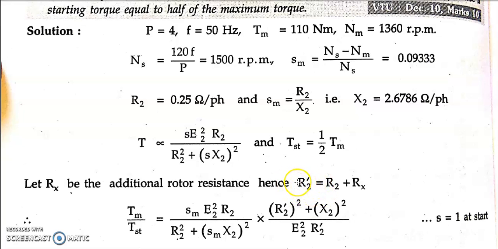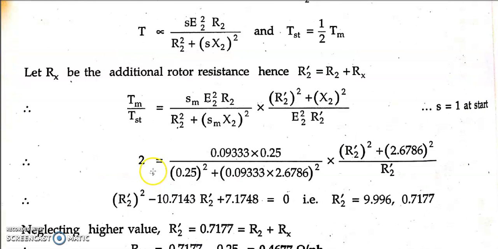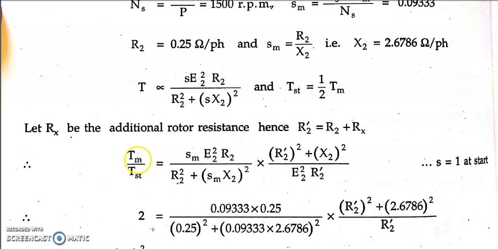It is only possible if you have a slip ring induction motor. If it is a squirrel cage induction motor, it is not possible. Now we have a formula, the ratio of maximum torque to starting torque. For that we have the formula of maximum torque, K E2 square R2 divided by R2 square plus S_m X2 square, whereas starting torque is similar to that formula. For starting torque S_T will be equal to 1, so I haven't written it here.